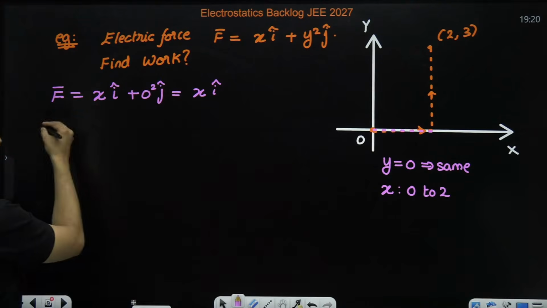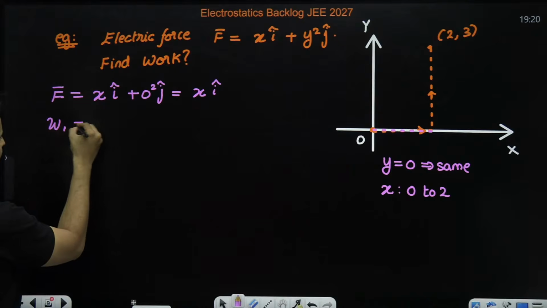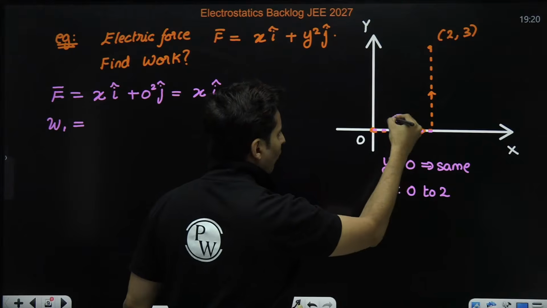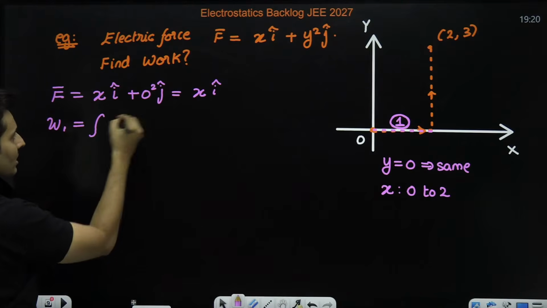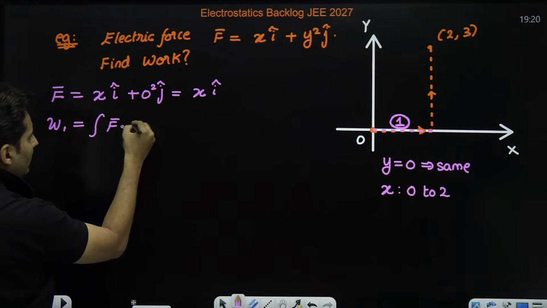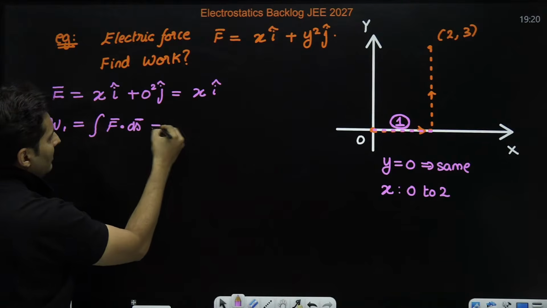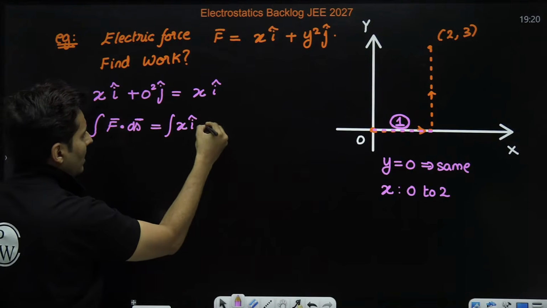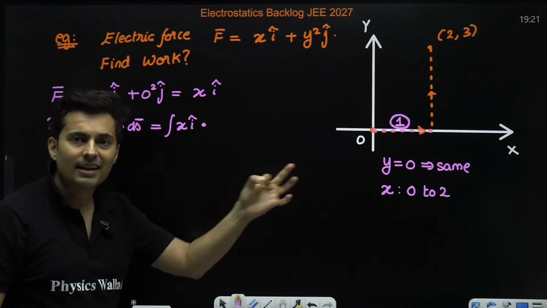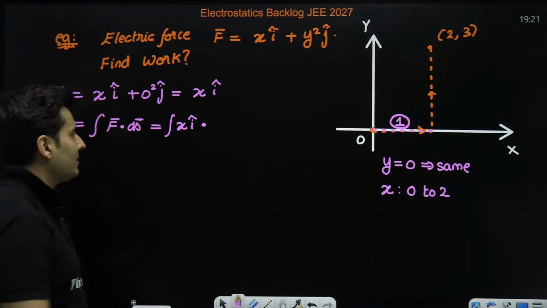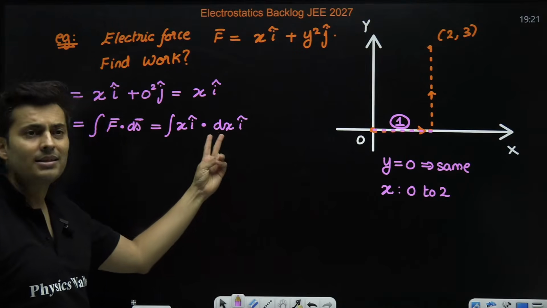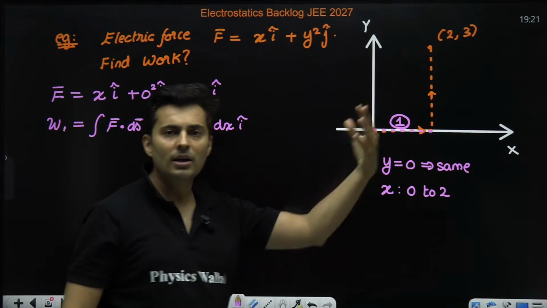So in this particular region, from here to here, I will call this region number 1. The work done will be integration. This is a variable force because it is dependent on x. So F dot displacement. Here force is nothing but x i cap. What is my displacement going to be? Well, my displacement is dx. Everything is on the x-axis, so it will be nothing but dx i cap. Do you guys get it? Why is it not dy or dz? It is only dx because I am going only along the x-axis.